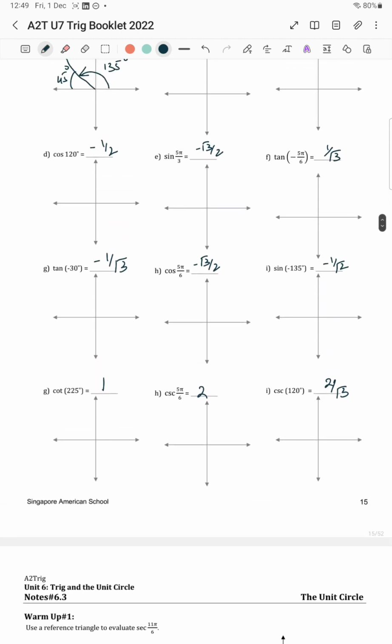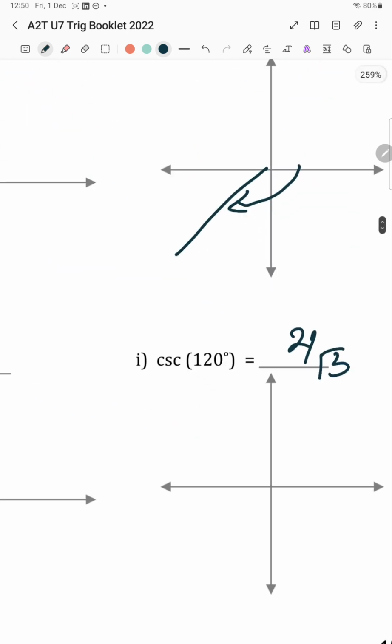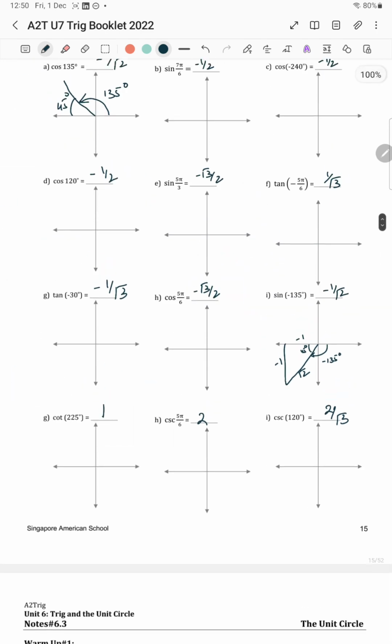Okay, so we are done with it. For example, this is 180 minus 135, so we will go like this. I can mark the angles for you. In this way, we will get the triangles in each of the following.